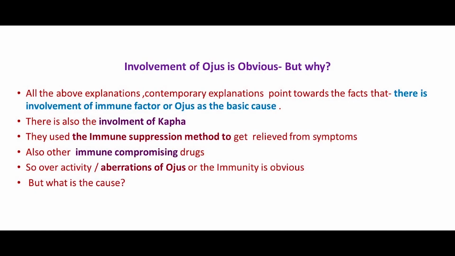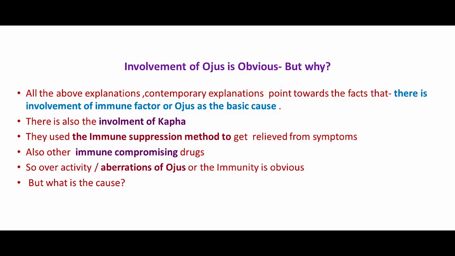So by all the above explanation, one factor is very clear. What is that? There is involvement of the immune system. Either there is aberration of it, or there is Kshaya of it in case of nephrotic syndrome. Kshaya is because of the treatment, and aberration is because of the pathology. Now the question comes, why does this get aberrated in case of nephrotic syndrome? Now all the above contemporary explanations point towards the fact that there is involvement of immune factors as the basic cause of this nephrotic syndrome.